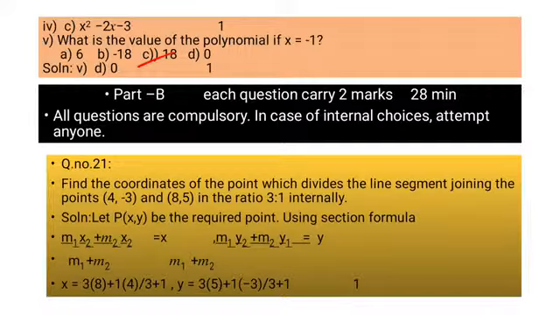Part B. Each question carried 2 marks. I have given you 28 minutes to attempt this section. So here question number 21.